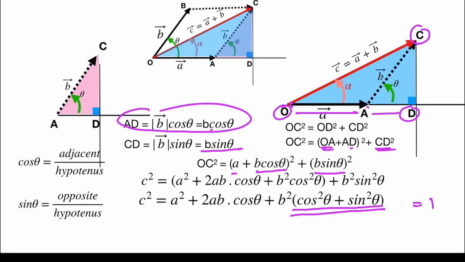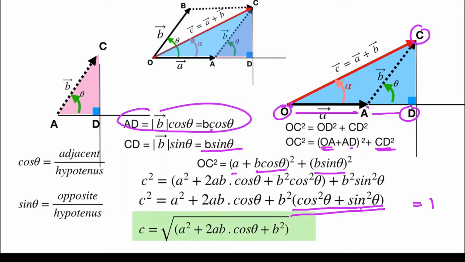So by putting the value of cos square theta plus sin square theta as 1, we get the magnitude of the resultant vector C. The magnitude of C is equal to the square root of A square plus 2AB cos theta plus B square, where A and B are the magnitudes of vectors A and B, and theta is the angle between these two vectors. So this way we got the magnitude of the resultant vector.